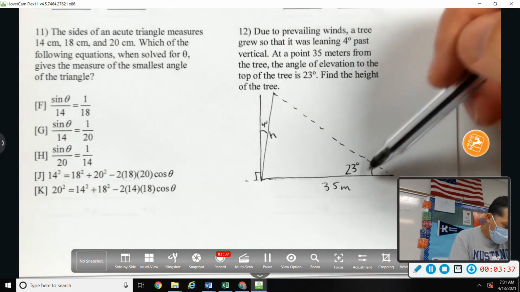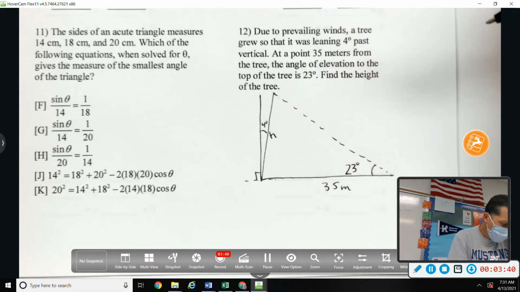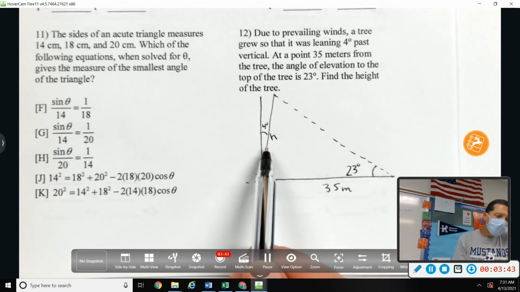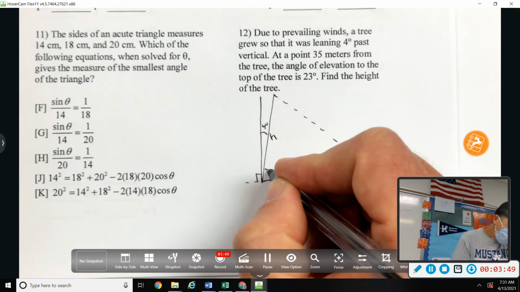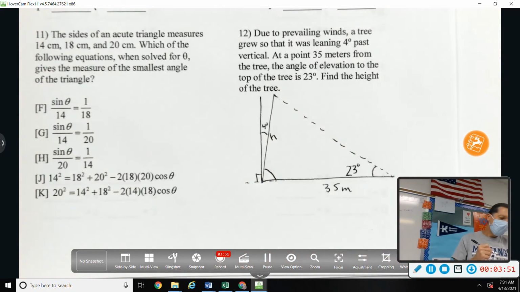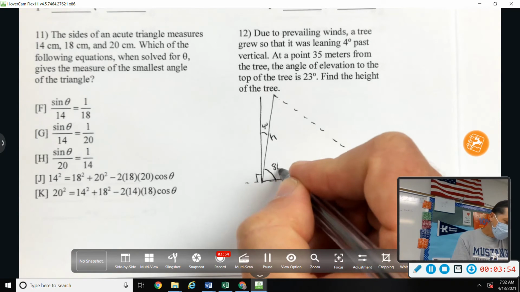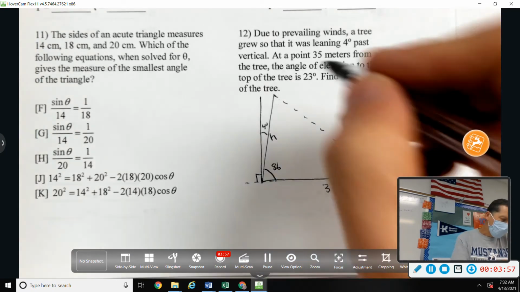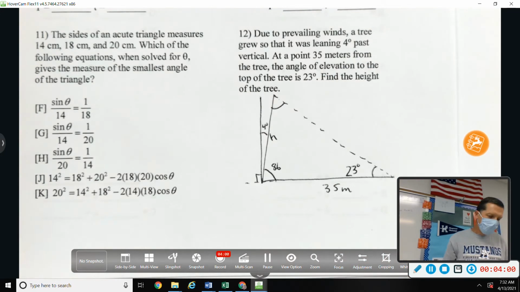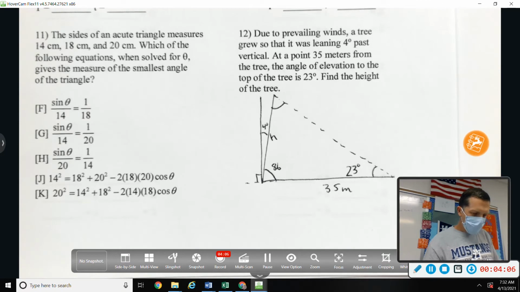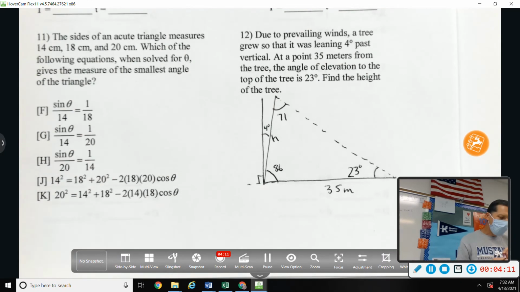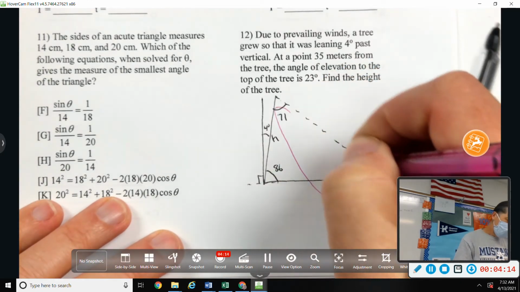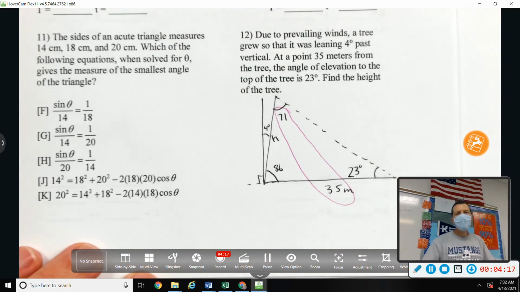All right, I don't have an angle side pair yet, but if this angle is 4 degrees, if it's 4 degrees past vertical, then what's this angle right here? 86. Now I'm getting somewhere, which means I can now learn this angle up here. 180 minus the other two. 71. And now I have an angle side pair. So this was on the law of cosine sheet, but this turned into a law of sines problem.